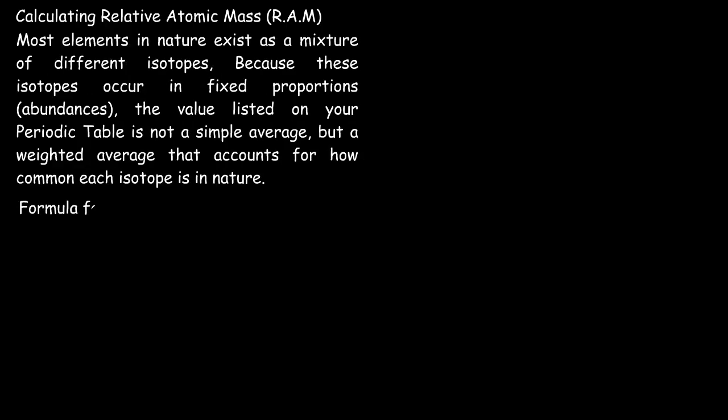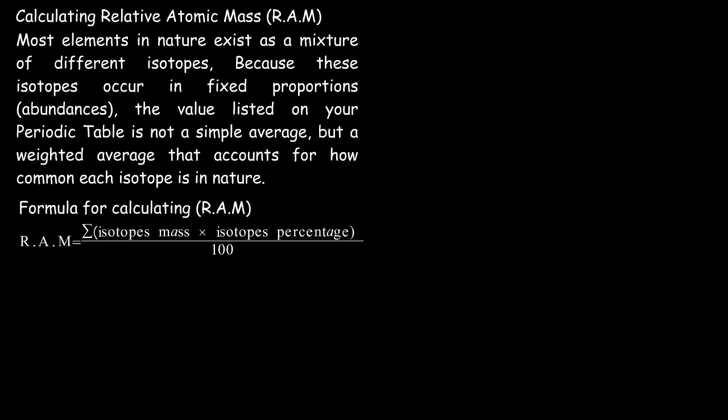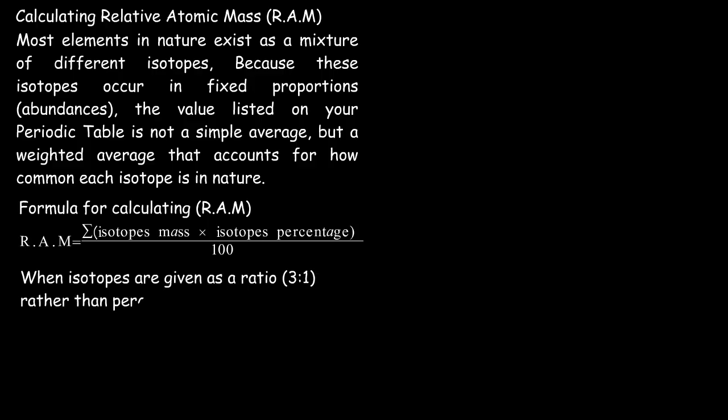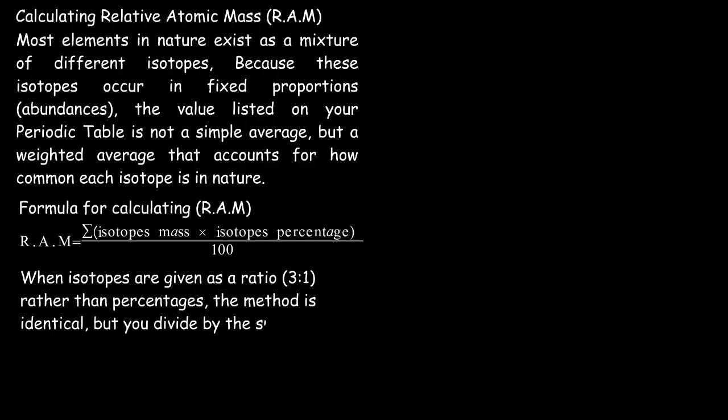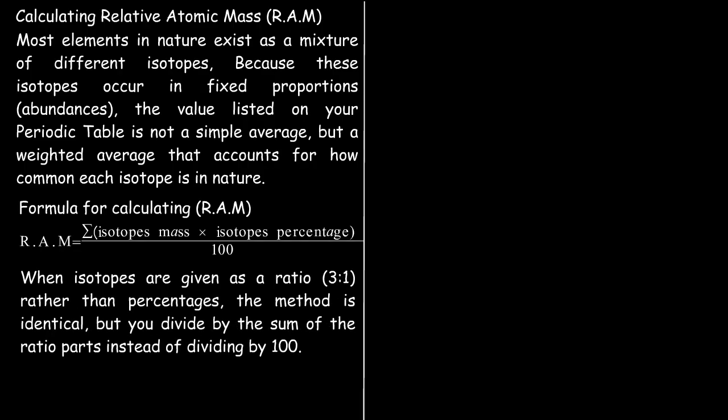Now, the formula for calculating relative atomic mass is equal to the sum of each isotope's mass times its percentage, divided by 100. Now, when isotopes are given as a ratio, for example 3:1, rather than percentages, the method is identical, but you divide by the sum of the ratio parts instead of dividing by 100. Now, we have an example.